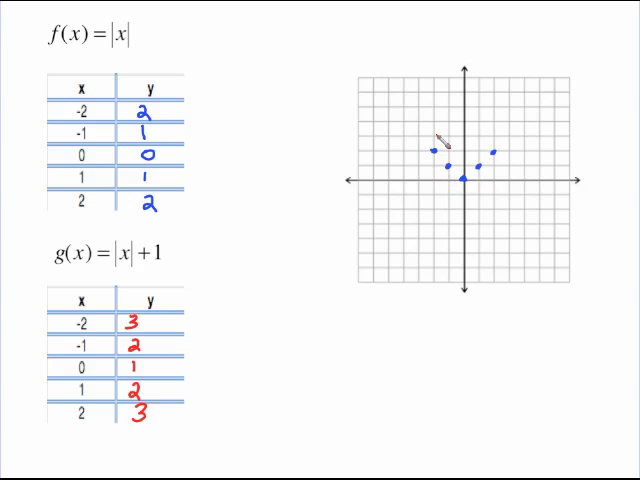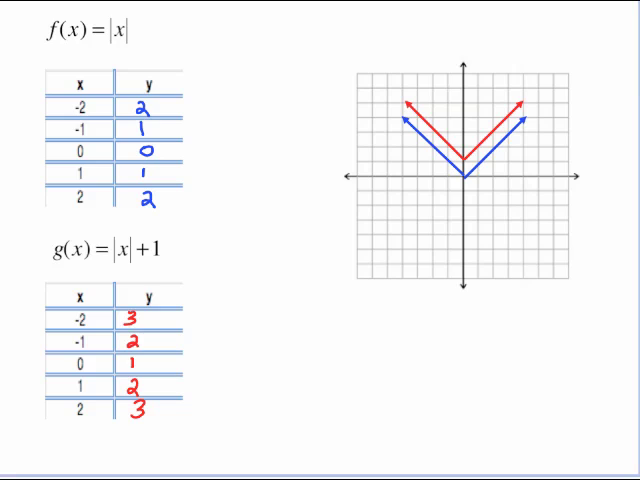Negative 2 up 3, negative 1 up 2, 0, 1, over 1 up 2, and over 2 up 3 is going to give me a V. All right, off screen, I went ahead and drew these in using the line tool so that you could see it a little more clearly.